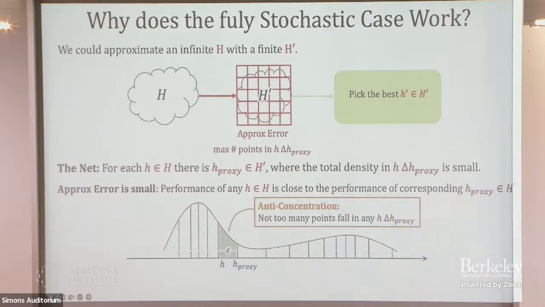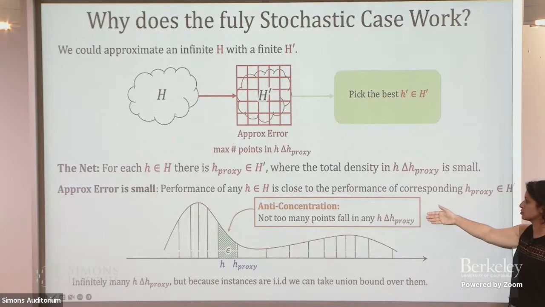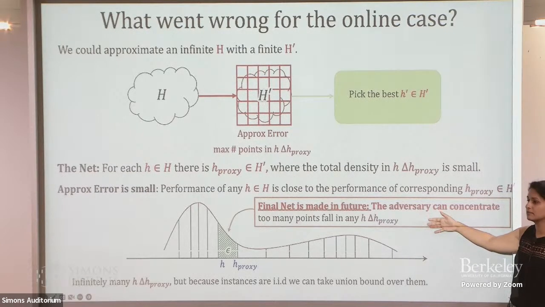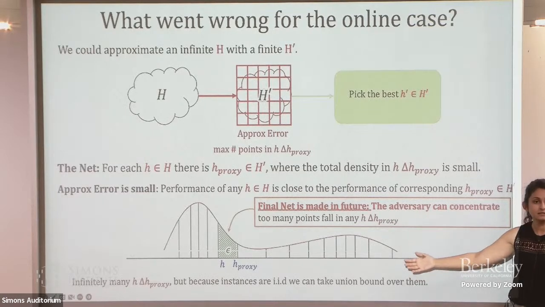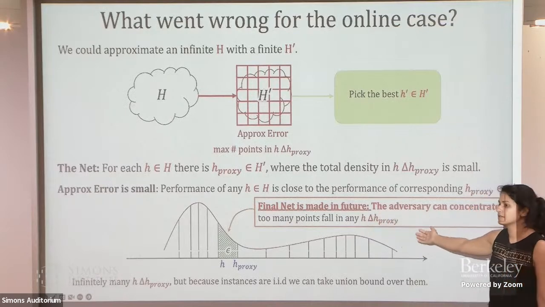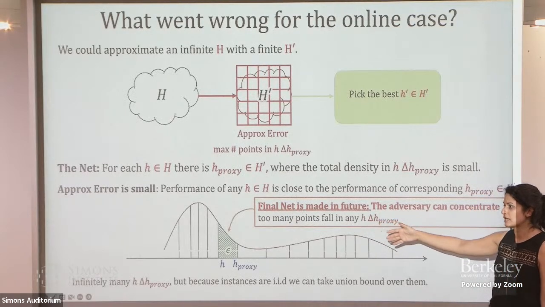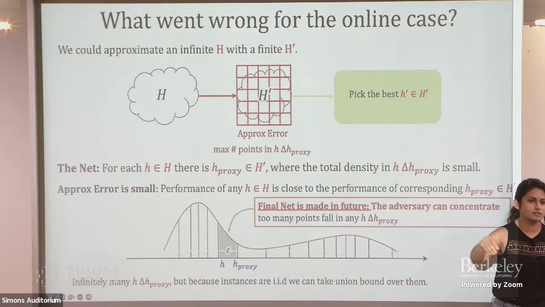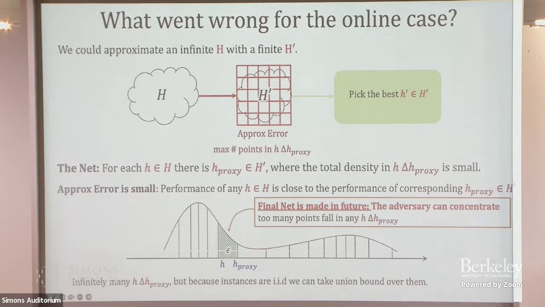And this anti-concentration is the reason we can learn in stochastic settings. And it's exactly the lack of this anti-concentration that becomes a problem. I cannot define a net until the game is finished, because the final net is the one that is being made in the future steps. And the adversary can decide where to focus his points and therefore create this net, keep changing sort of what I think about what the net is going to be.